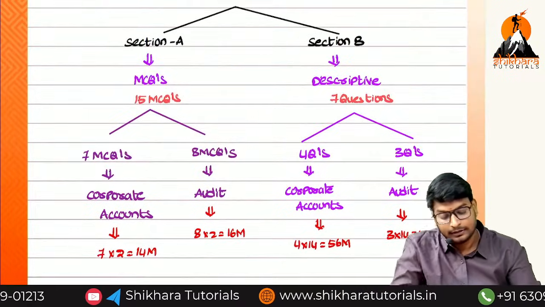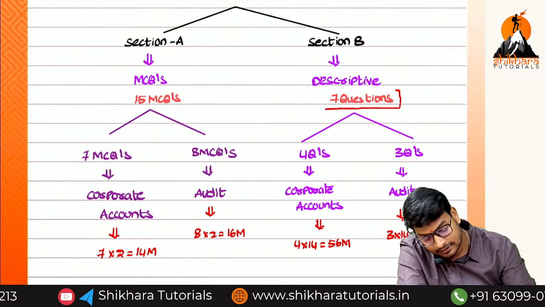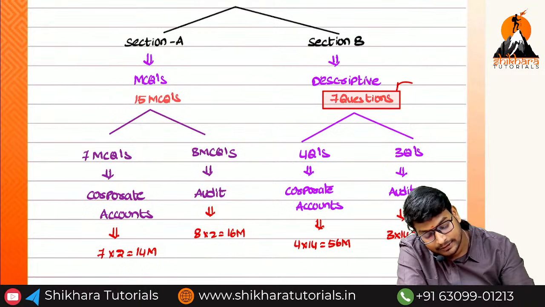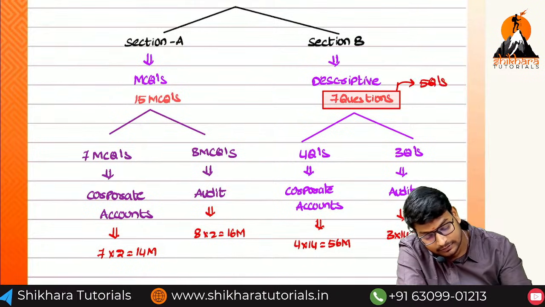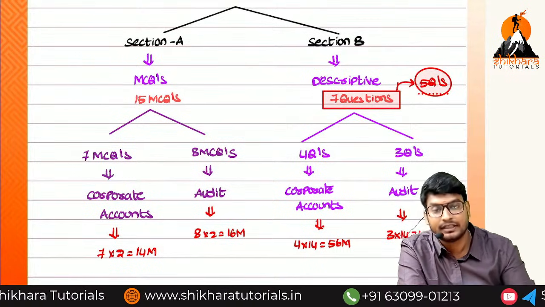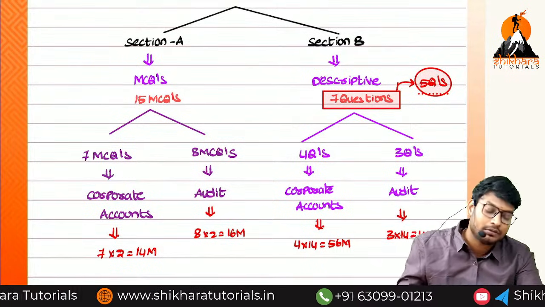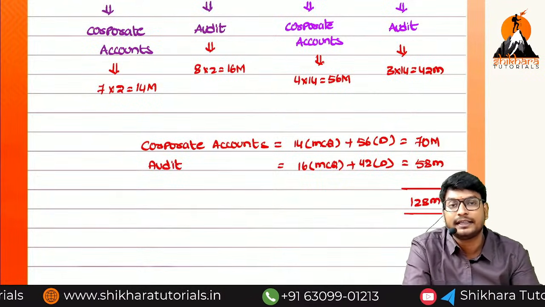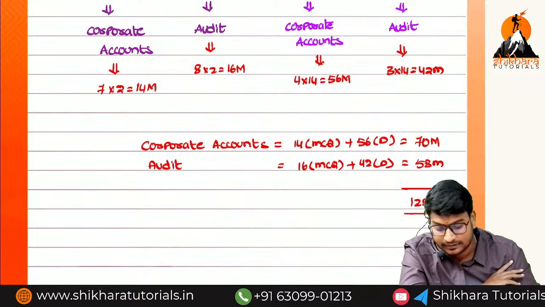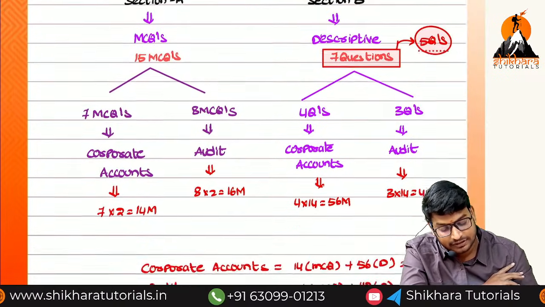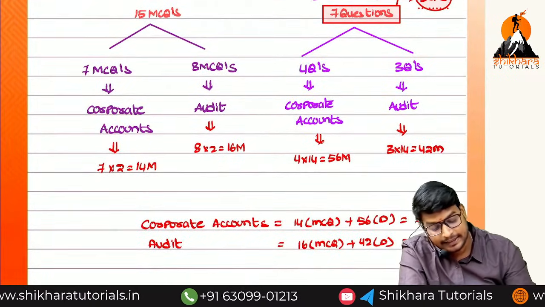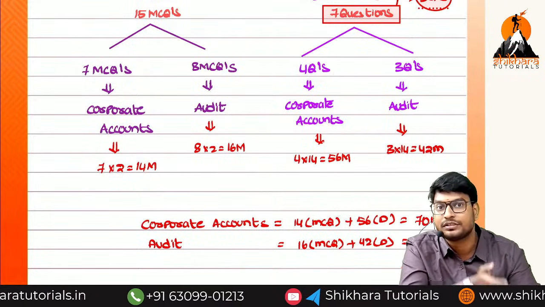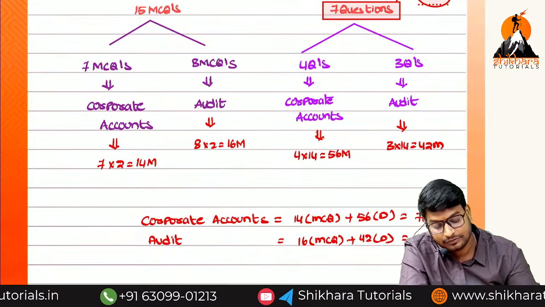They will give 7 questions, and of these 7 questions we have to write only 5. That means 2 questions we have the choice. 2 into 14 is equal to 28 marks of choice. So the total question paper is not 100, it is 128 marks. If you have a clear idea about accounts, you can write 4 questions from accounts only and 1 question from audit.